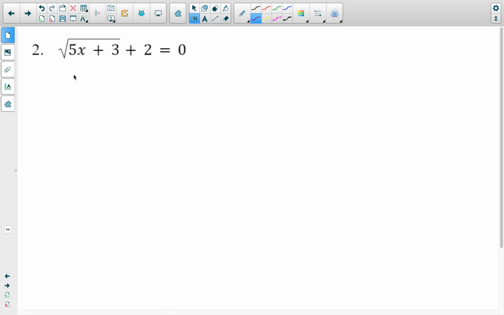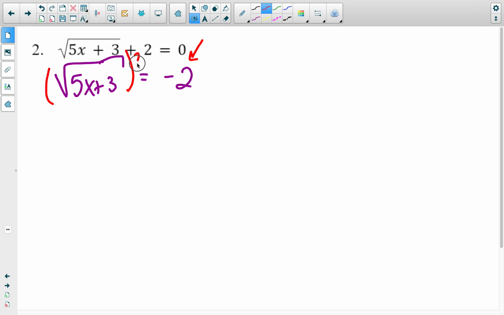Okay, example 2, we want to isolate the radical. Okay, so we want to take 5x plus 3, get it by itself, so we want to set it equal to negative 2. And right here, we should have something going off in our minds that says, hey, a radical is equaling a negative number. That's not going to fly. All right, so we're going to square both sides, carry through as if we do.